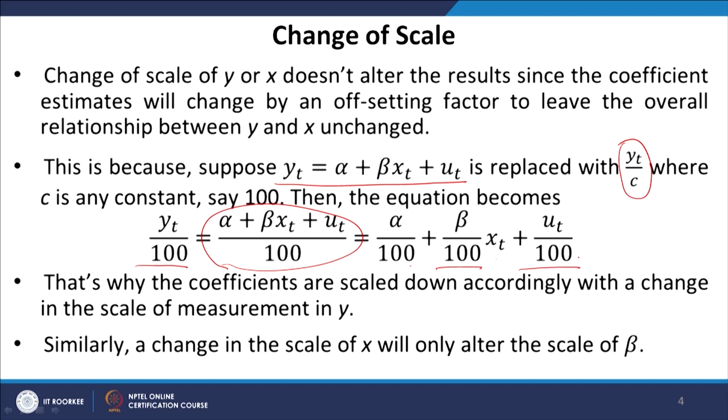So, you can see that when y_t is scaled down by an amount say 100, then the parameter estimates are also scaled down accordingly. That is why the coefficients are scaled down accordingly with a change in the scale of measurement in y. Similarly, a change in the scale of x will only alter the scale of beta. If I replace x_t with x_t divided by 100 or 1000, then the parameter estimate beta will become beta by 100 or 1000. Other than that, no change is going to take place.